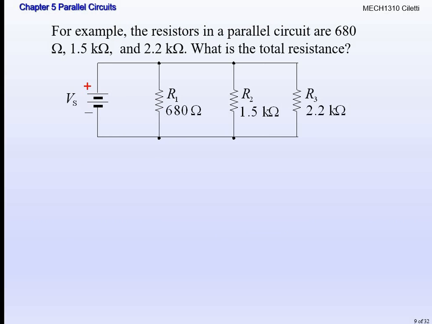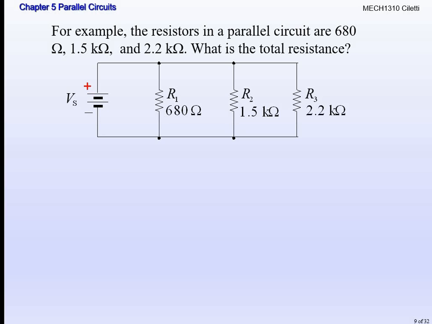So let's apply what we just learned. All right, this is the circuit I showed you a few minutes ago. We have three resistors in parallel. We have R1, which is 680 ohms, R2, 1.5 kilo ohms or 1500 ohms, R3, which is 2.2 kilo ohms or 2200 ohms. I'm going to go back and forth between SI and its standard form just so that you are able to start going back and forth in your head, no problem, when we do this.